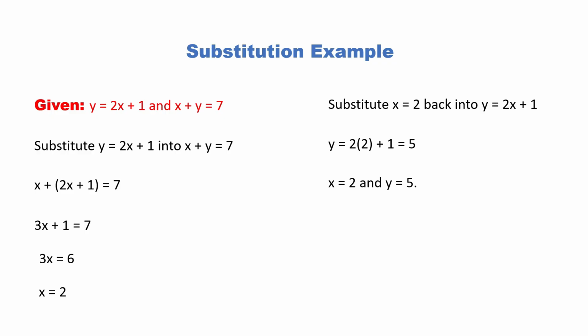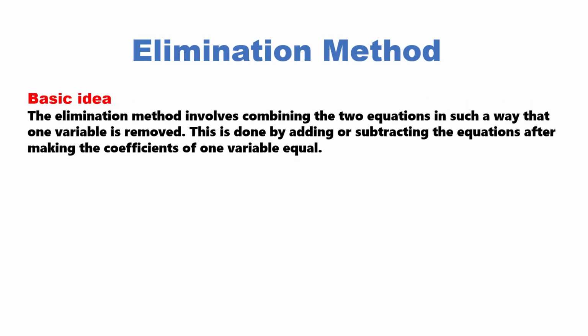It is always important to check your answers by substituting them back into both original equations. Next, let us look at the elimination method. The elimination method involves removing one variable by adding or subtracting the equations. This works by making the coefficients of one variable the same, so that the variable cancels out.